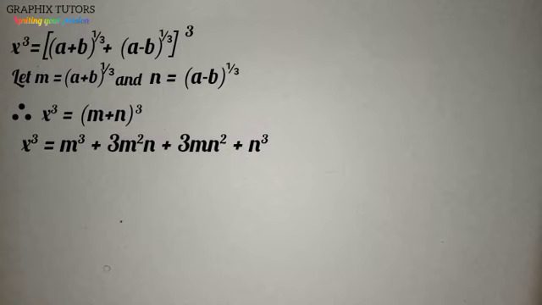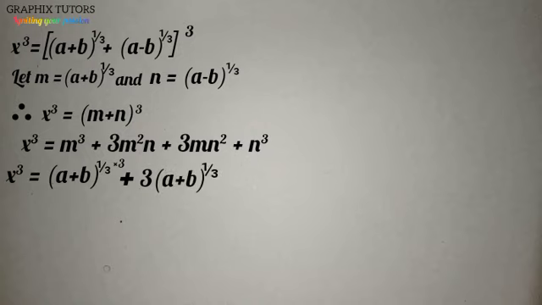We already represented our m and our n also. So we start inputting those values of m and n into this expansion. Anywhere I see m, I'll put (a plus b) raised to the power 1 over 3, and anywhere I see n, I'm going to put (a minus b) raised to the power 1 over 3. If I do that, this is what I'm going to have: x cubed is equal to (a plus b) raised to the power what? 1 over 3. The power of m is 3, so I multiply by 3. Plus 3 into brackets (a plus b) raised to the power 1 over 3. The power of m there is 2, so I'll put 2 there.